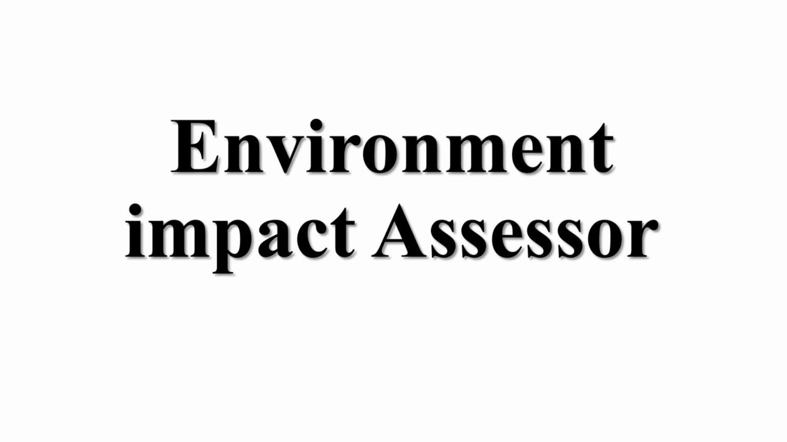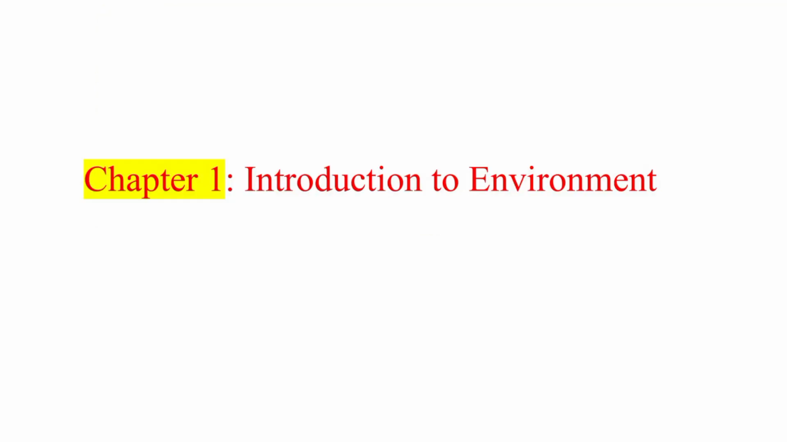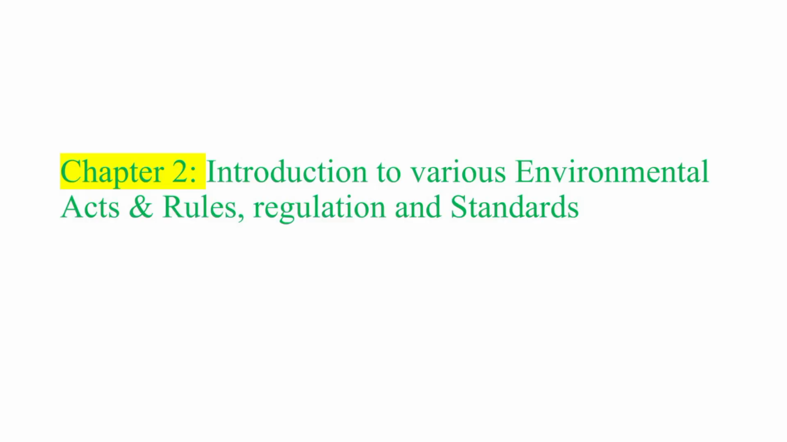Ready? Let's begin. Here is the first chapter, Introduction to Environment. What's around us? We know that air, water, land and living things are the environment. This chapter teaches you the basics of our natural world. Second chapter, Environmental Laws and Rules. Just like we have traffic rules, we have environmental rules also. This chapter explains the laws that protect nature.